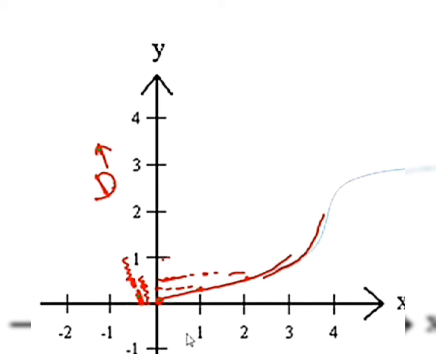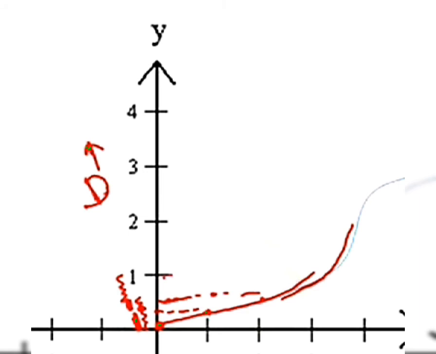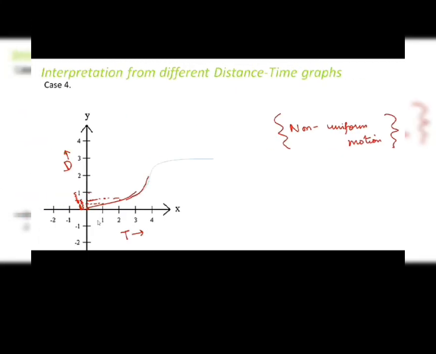That means for equal intervals of time, the distance covered is unequal. Sometimes more distance, sometimes less distance. And which type of motion is this? This is a non-uniform motion. So we have a non-uniform motion because you have a curve like this. Because of this curved line, we say the object has non-uniform motion.